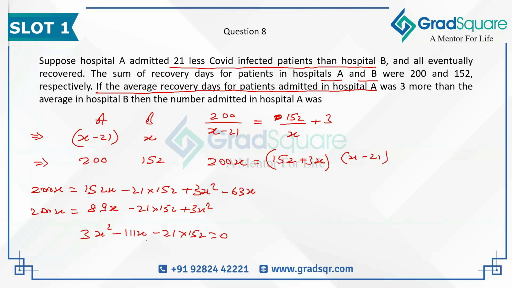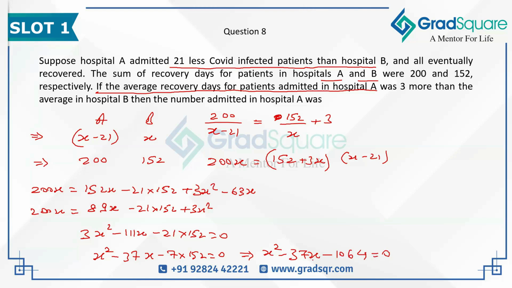Now I can see 111 is divisible by 3 and 21 is also divisible by 3. I am dividing the entire equation by 3 so that it reduces a bit more pressure on me. x square minus 37x minus 7 times 152 equals 0 is what you are getting now. Now this is where it gets a bit more tricky and you need to figure out the solution of this equation, which is not going to be very easy. So let's say you have x square minus 37x minus, 7 2s are 14 and 7 5s are 35, so you have 1 as a carryover, that makes it 36, and 1064 equals 0.